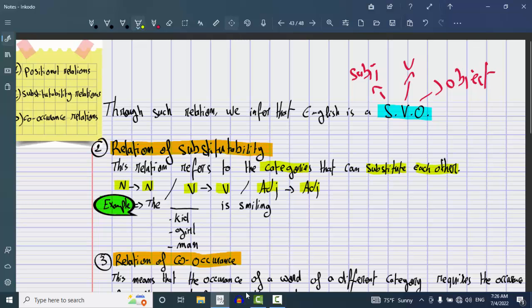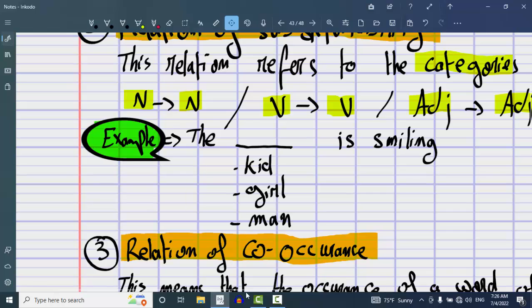And here we have an example. We have the is smiling. So we can say the kid or the girl or the man.